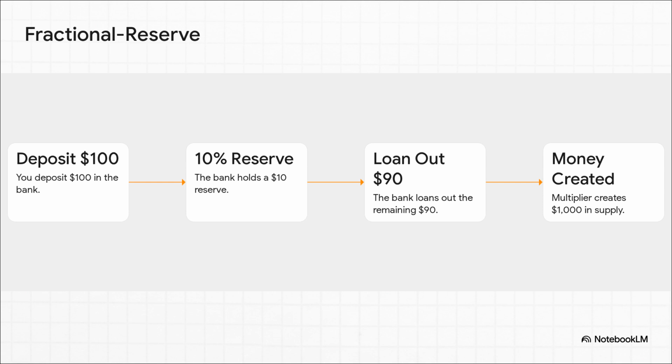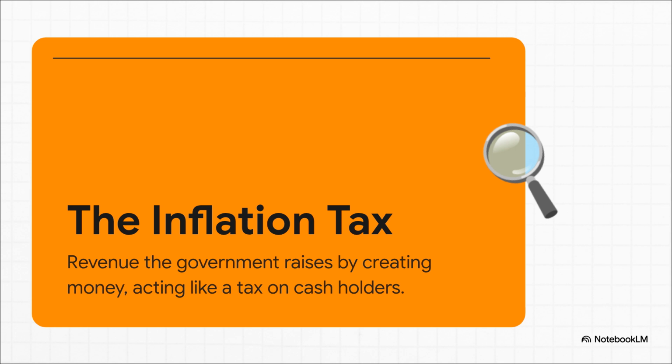When you deposit, say, $100, the bank keeps a small required reserve, maybe $10, and loans out the remaining $90. That $90 then gets spent, deposited into another bank, and loaned out again. Through this incredible multiplier effect, a single $100 deposit can generate $1,000 in the overall money supply. It's wild. But if a central bank prints too much of that money, the value of the dollar drops. This quietly eats away at your purchasing power without a single tax bill ever showing up in your mailbox.